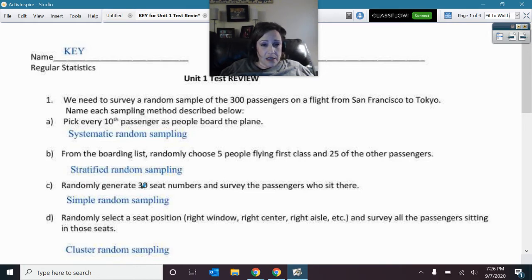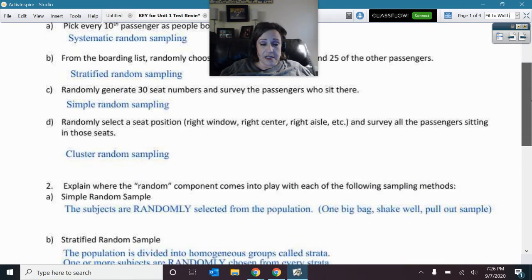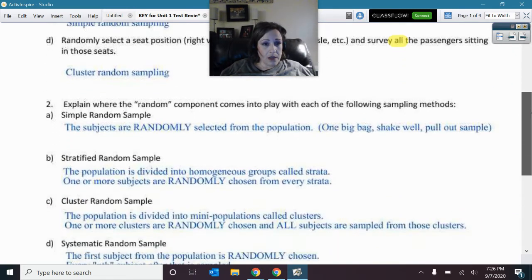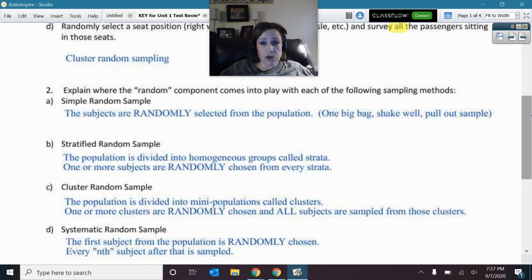So that's stratifying some of the first class, some of the rest of the passengers. All right, 30, just random 30 seat numbers out of the whole thing. That's a simple random sample. And then once they select a particular position, they survey all of those passengers sitting in those seats. That's cluster.